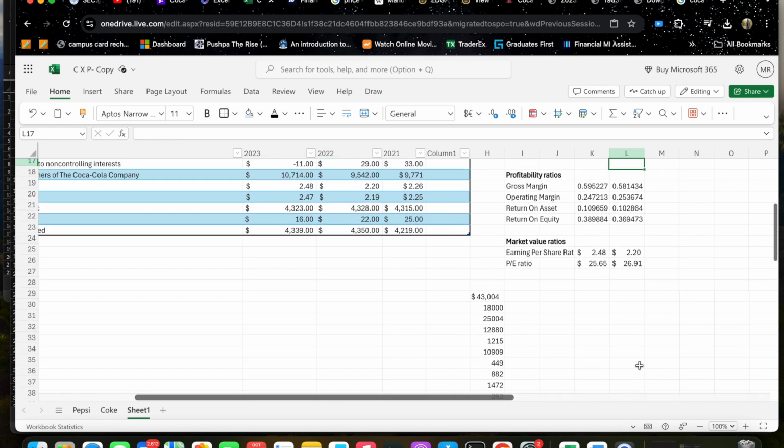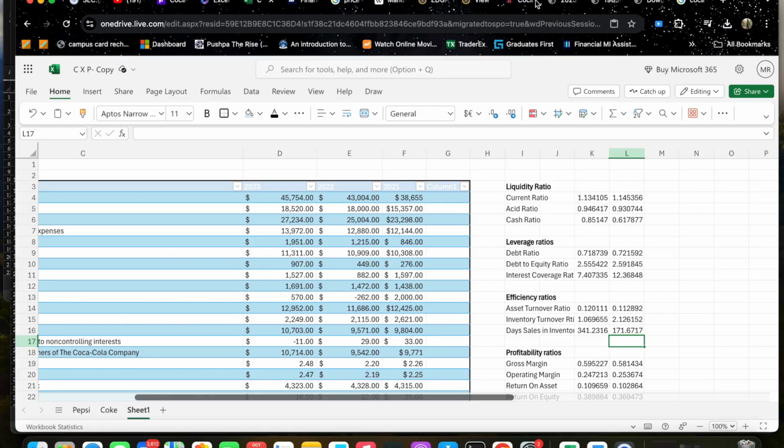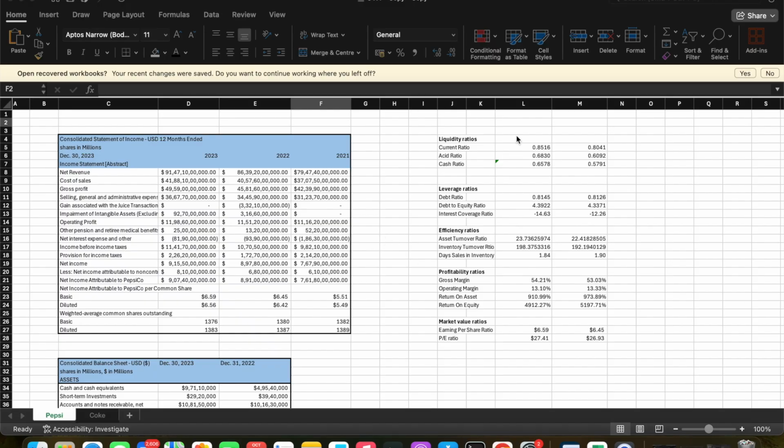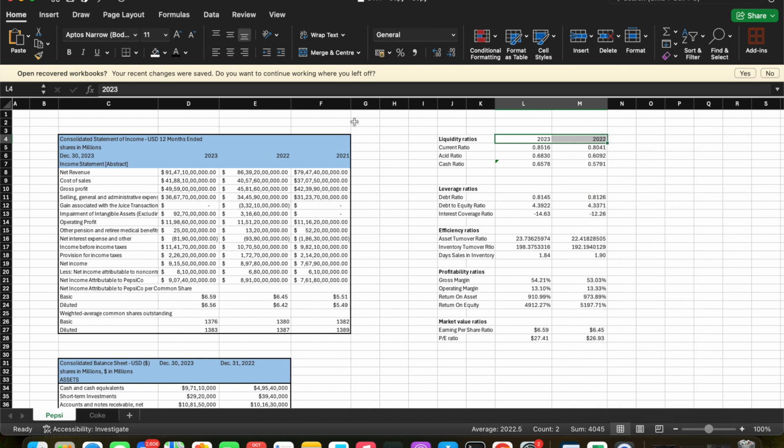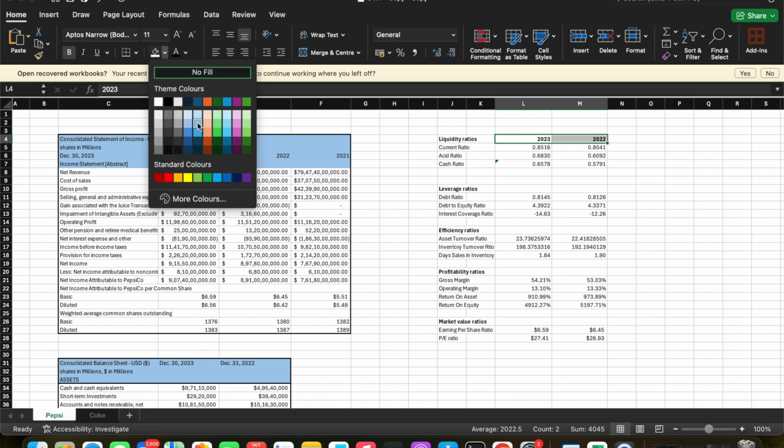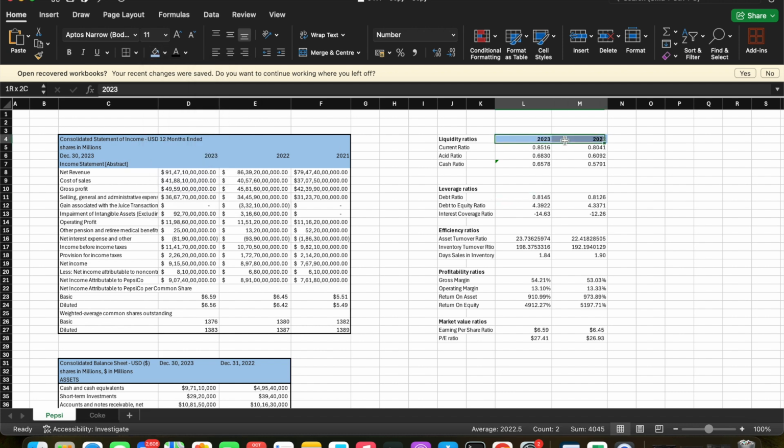So here we are quite done with our ratio analysis of the Coca-Cola company. So we are done with both of the companies, both PepsiCo and Coca-Cola. The ratio analysis has been done, and now we are going to put the year. I didn't do it before, so let me do it. Time to make the data much more organized, so we can put it on the report or whatever we're going to do. Just make it much more polished.